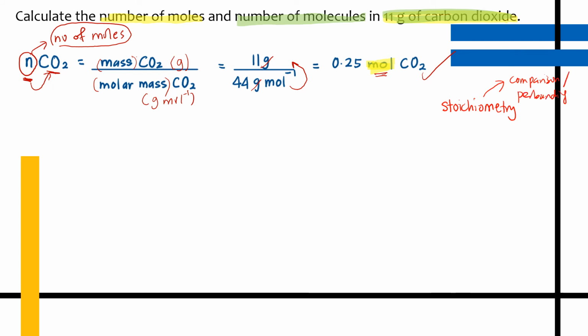Okay, kita nak bandingkan apa? Okay, so kita bandingkan maklumat. Kita bandingkan maklumat daripada teori dengan maklumat yang kita nak cari. Okay, apa maksud saya dekat sini? Okay, so kita tengok, now we want to find number of molecules in 11 gram of carbon dioxide. Okay, ini yang kita nak cari.